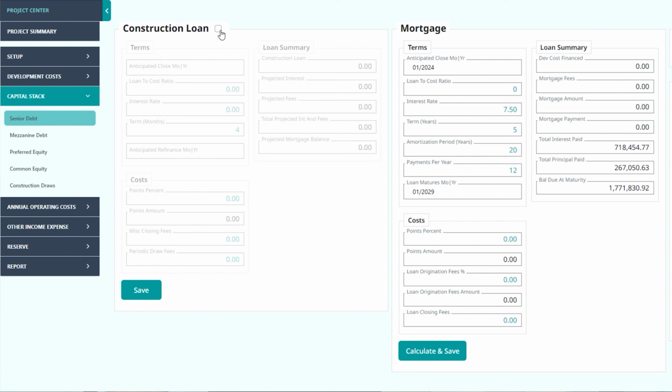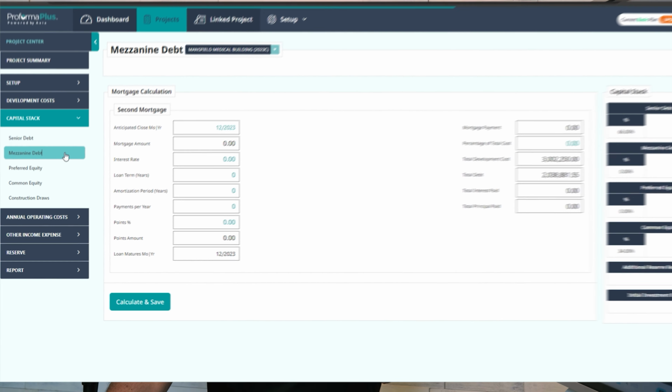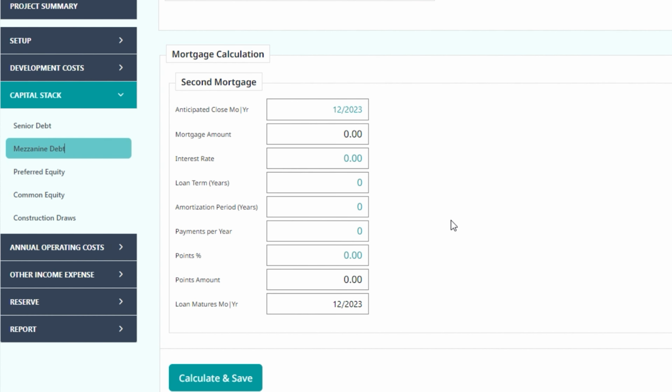But this one, I've got somewhere in the 10 to 12 months to do some value add construction. So it actually figures a construction loan before it hits stabilization into a long-term mortgage. Mezzanine debt, I don't have any on this one, but if I did, I would enter the debt that I would be taking on here with the interest rate and the term.